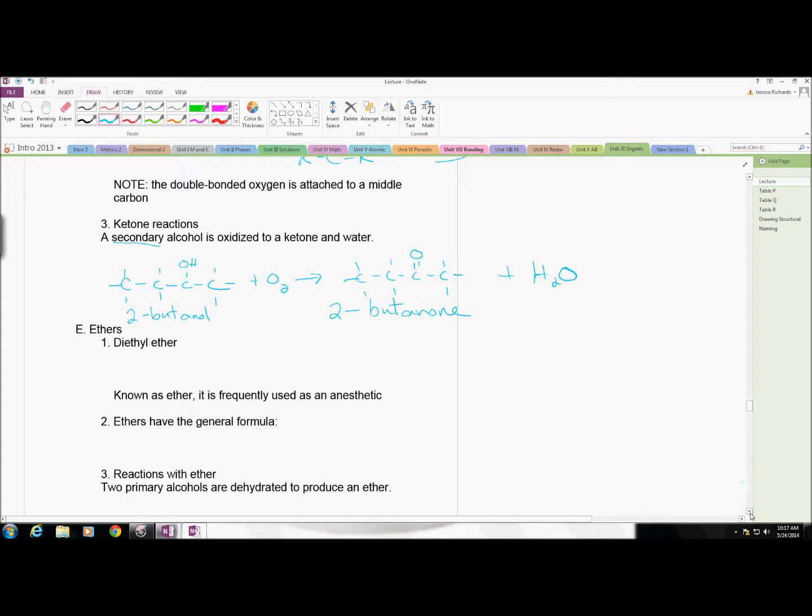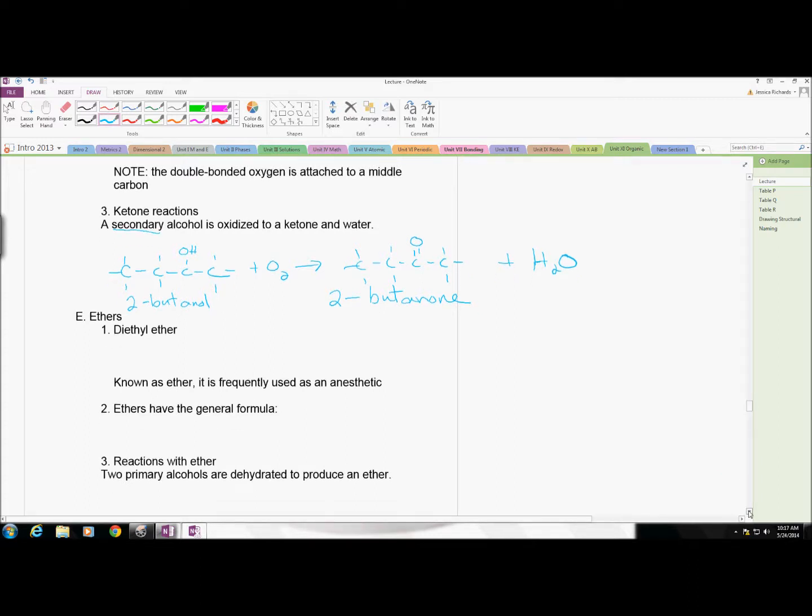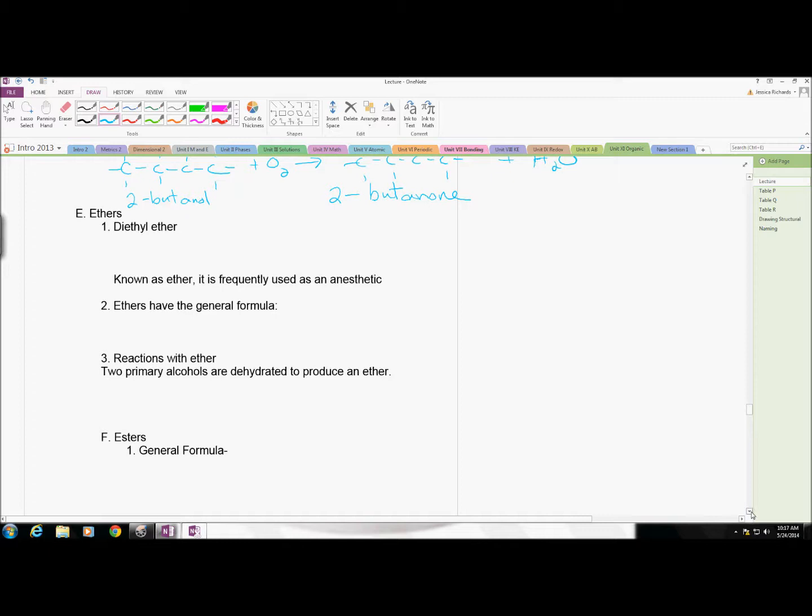Moving on to ethers. Ethers are going to be 2 carbon chains held together by an oxygen. So the functional group and the general formula for ethers are R-O-R prime. So these R's have to be carbons. Carbon chain, oxygen, carbon chain.